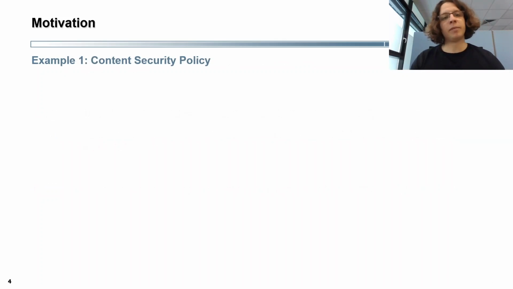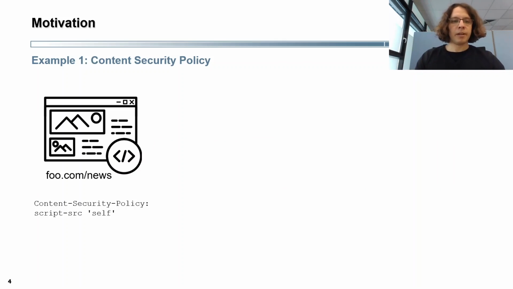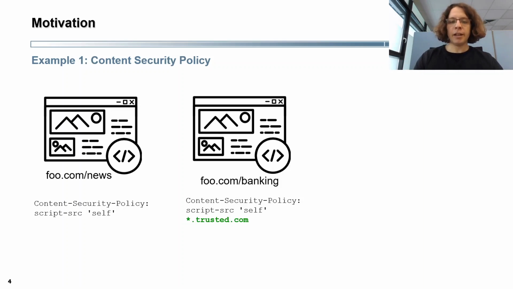Let me give you an example. Think about content security policies. We visit the site foo.com/news, which uses a quite strict content security policy, script-src 'self', which tells the browser that only scripts hosted on foo.com should be loaded. Another page on the origin, foo.com/banking, uses a slightly different content security policy and also allows script code loaded from trusted.com. Maybe this page simply needs third-party code to perform some banking use cases.